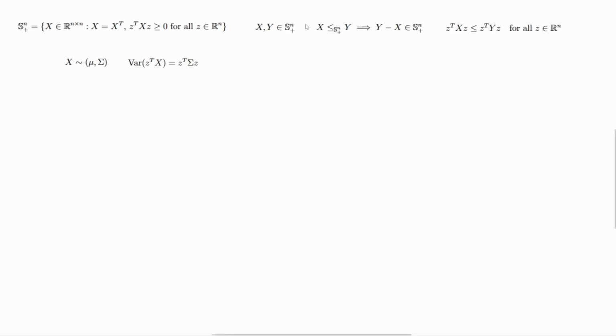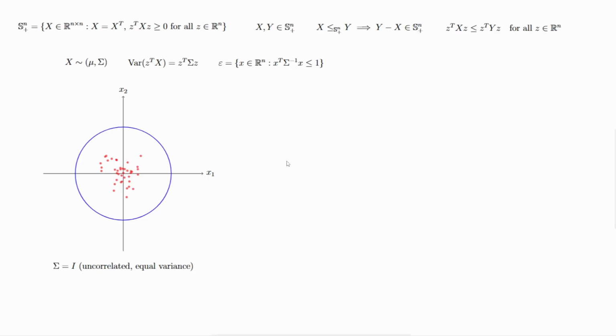Recall that an ellipse, or more precisely an ellipsoid, is given by the following equation. Now let's draw some pictures. If the components of X are uncorrelated with an equal variance, meaning that sigma is the identity matrix, then our ellipsoid is a sphere. Here X has only two components, so it's two-dimensional, and we can see that X1 and X2, the components, are uncorrelated.